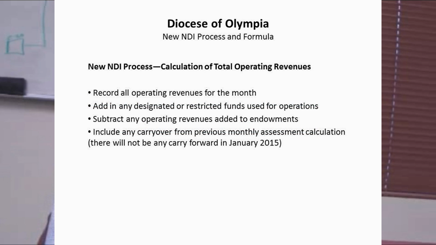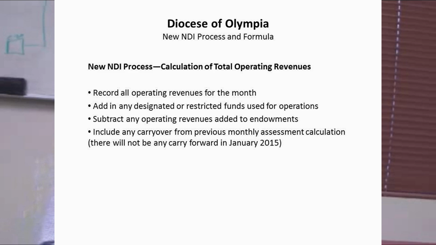So for the total operating revenues, this is slide 3, total operating revenues. Record all your operating revenues for the month. And just to be clear, line A1 says basic monthly revenues used for operations. That includes the same kinds of things that you used to put on there before on the annual basis.